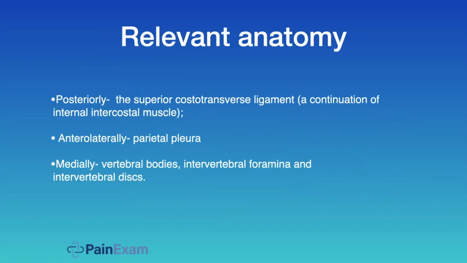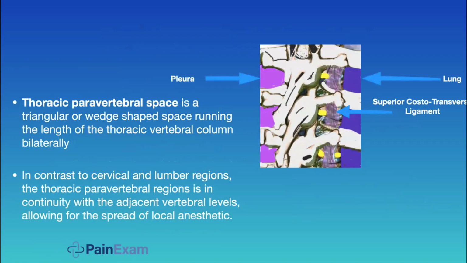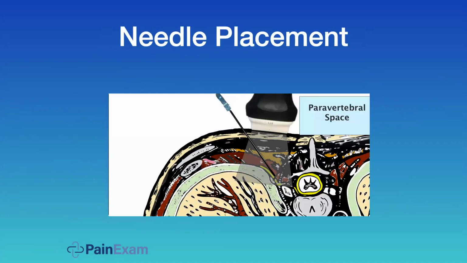So posteriorly, you have the superior costotransverse ligament, which is a continuation of the internal intercostal muscle. Anterolaterally, you have the parietal pleura. Medially, you have the vertebral bodies, intervertebral foramina, and the intervertebral discs. The paravertebral space in the thoracic spine is wedge-shaped, running the length of the thoracic vertebral column bilaterally. Unlike the cervical and lumbar regions, like I mentioned earlier, there is continuity, allowing for the medication to spread.